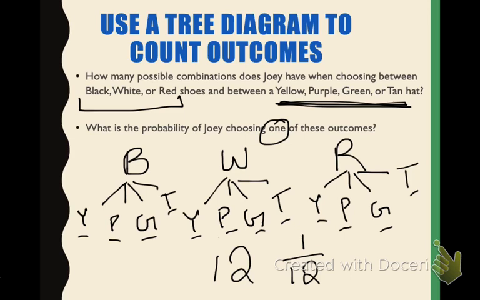So 1/12 as a percent. I'm going to do 1 divided by 12 times 100. I get 8.3%. So he has 8.3% chance of picking one option, of picking a black hat with a yellow shoe, or a white hat with a tan shoe, or a red hat with purple shoe. Right, and that's all it is. That's a tree diagram. Like, that's super easy.